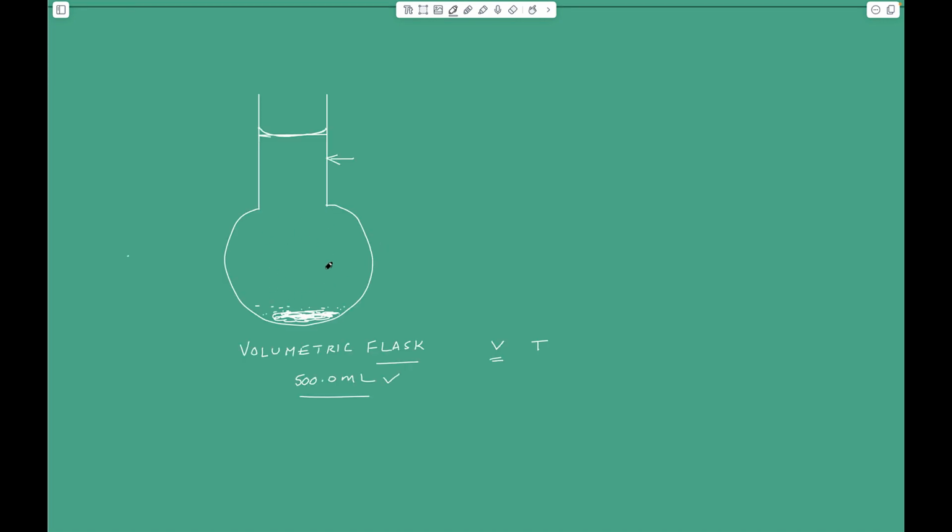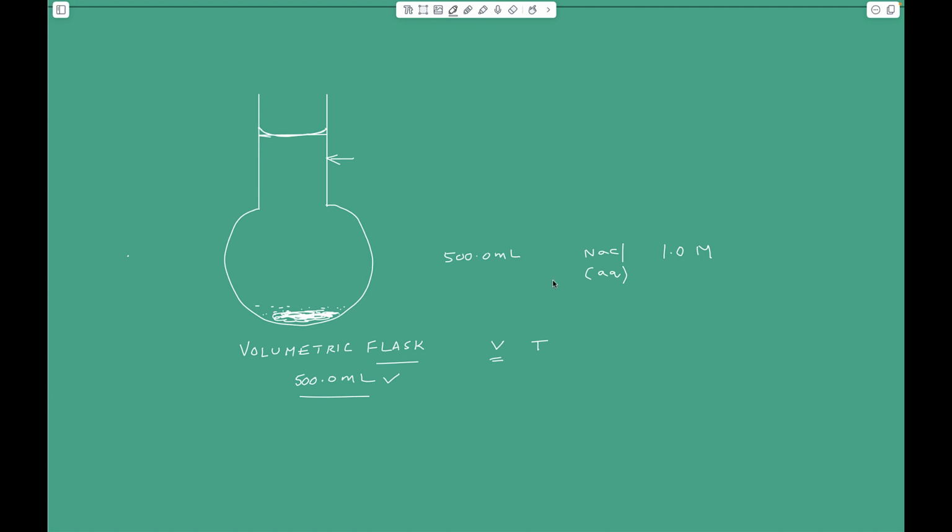So what do we have in this flask? A homogeneous mixture of sodium chloride and water. That is an aqueous solution of sodium chloride. And what is the volume of this solution? Because we filled the flask up to this marking with water, the volume of this solution is exactly equal to 500 milliliters. That is the volume of the flask. So here we have exactly 500 milliliters of an aqueous solution of sodium chloride that has 1 molar concentration.